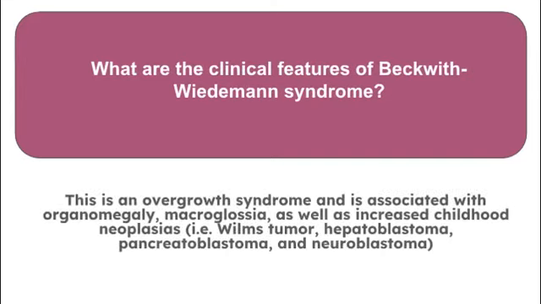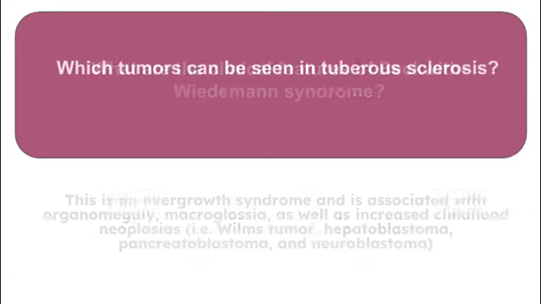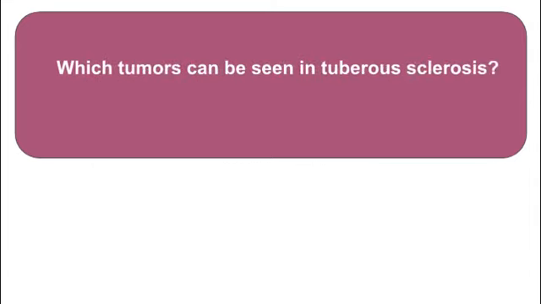This is an overgrowth syndrome and is associated with organomegaly, macroglossia, as well as increased childhood neoplasias, i.e. Wilms tumor, hepatoblastoma, pancreatoblastoma, and neuroblastoma. Which tumors can be seen in tuberous sclerosis?